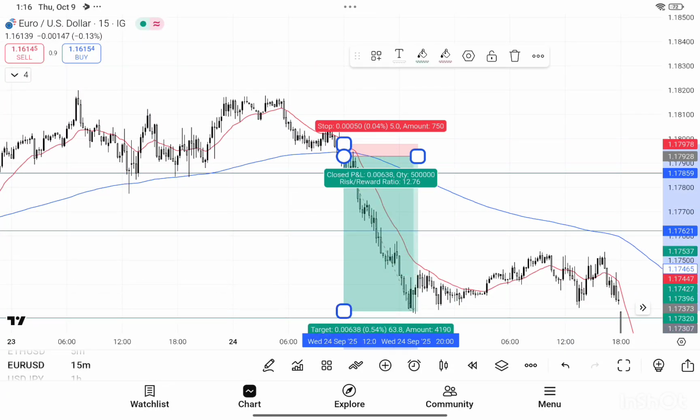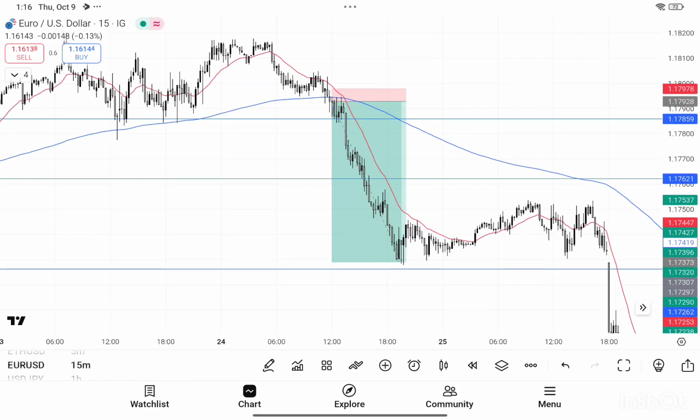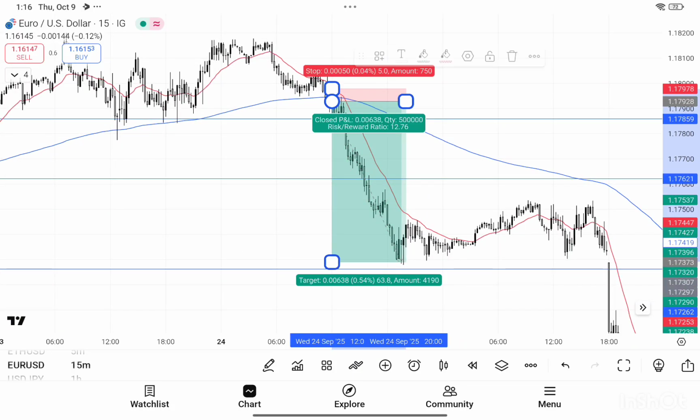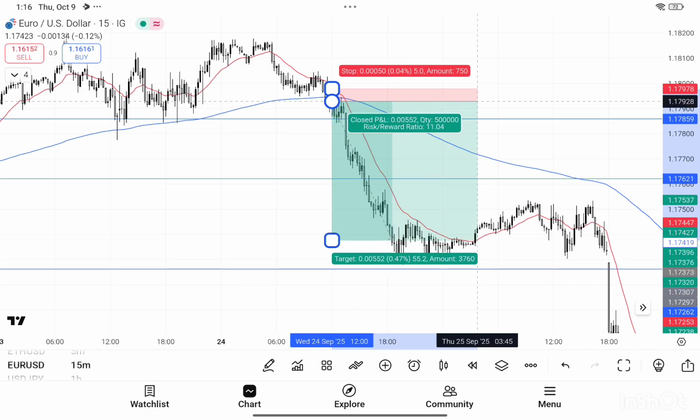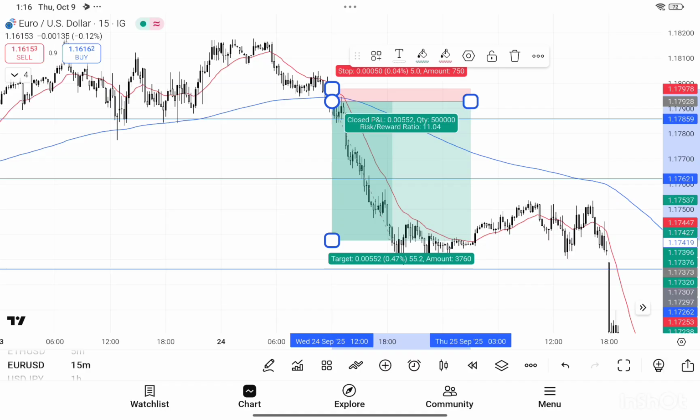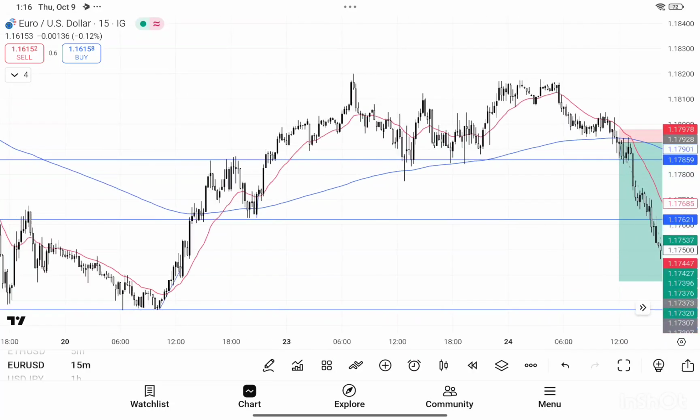1:12. How many points? 638 points. You were trailing your SL with your 20 EMA, right? How many points did you make? 552 points. You just have to have patience to take this strategy.